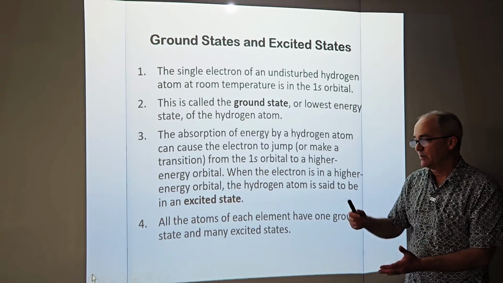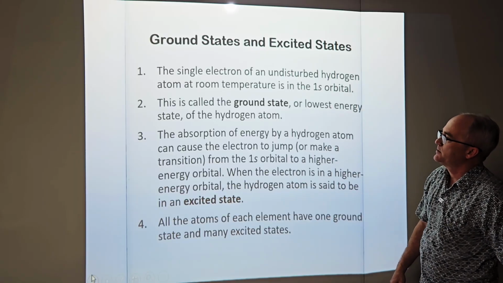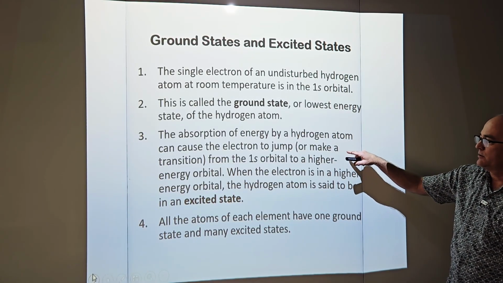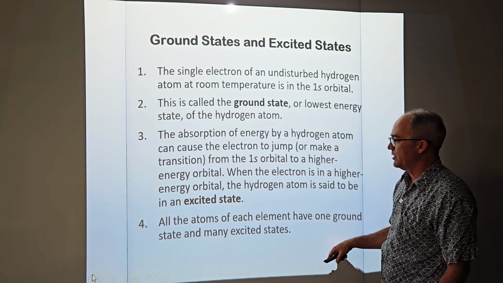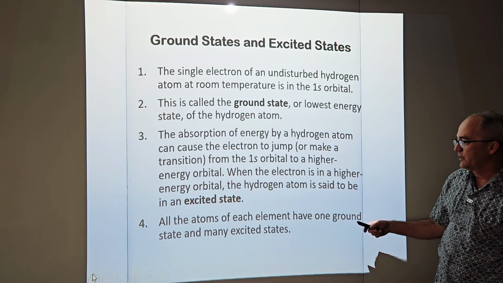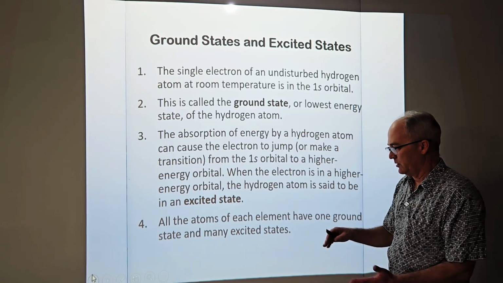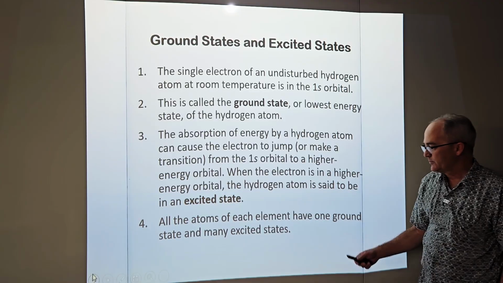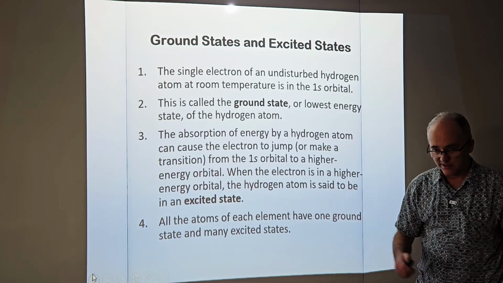Then we put that gas tube in that lamp, and of course it goes up into those other states. The absorption of energy by a hydrogen atom can cause the electron to jump or make a transition from the 1s orbital to a higher energy orbital. When the electron is in a higher energy orbital, the hydrogen atom is said to be in an excited state. It goes back to a less excited state. That's when you get the photon of light emitted. All the atoms of each element have one ground state and many excited states.